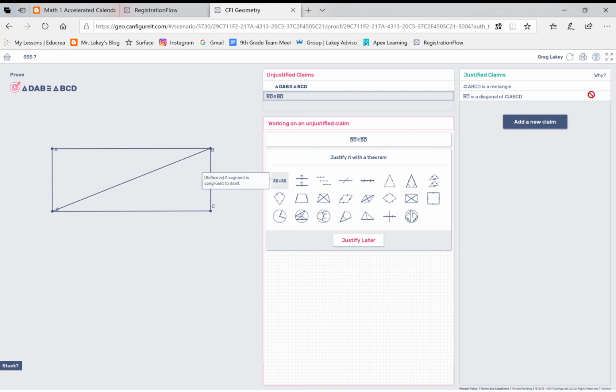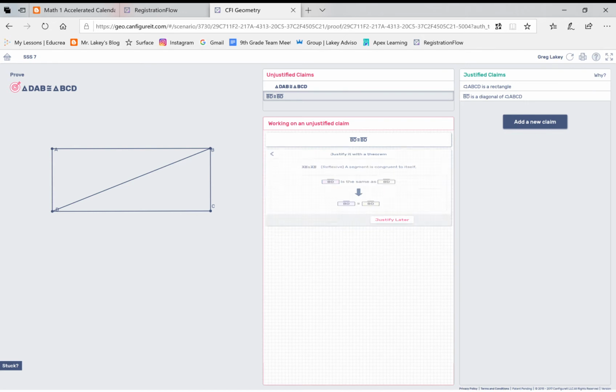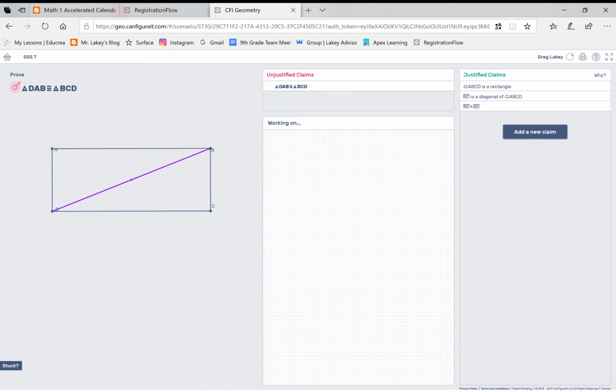So yeah, that's what we have for this problem here. BD is congruent to BD. They're the same. Submit. So now we have that line. Now look at the hash mark, right? It's a little one line saying that particular line is congruent to itself. As you're proving more and more angles and lines, you'll have more arcs and hash marks to signify which parts are congruent amongst the different shapes.